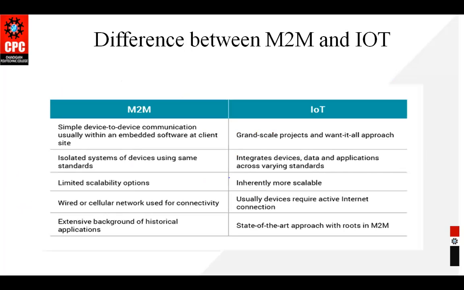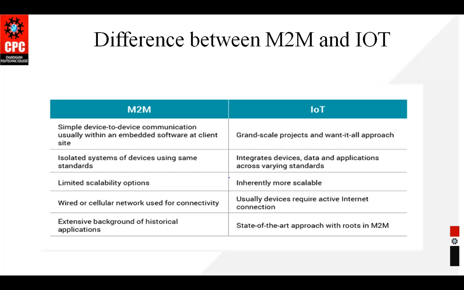It is not in the present slide, it is tabulated. M2M is simple device to device communication, whereas IoT is a grand scale project. Then M2M is isolated systems of devices using the same standards. In IoT, there could be varying standards across the network. Then in M2M, there is a limited scalability option because from time to time we need to establish a link between two devices. IoT is more scalable.